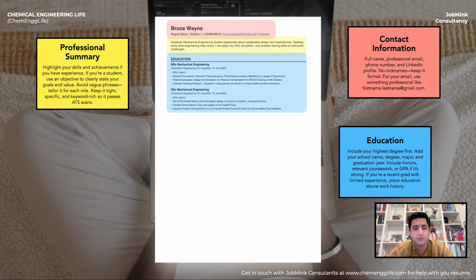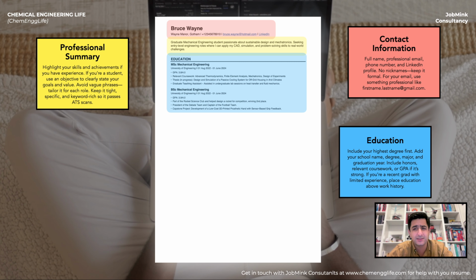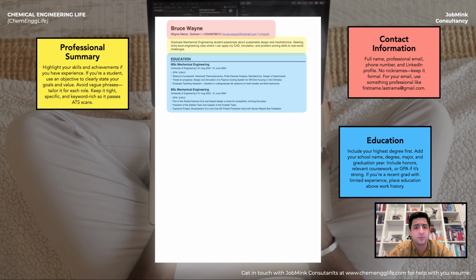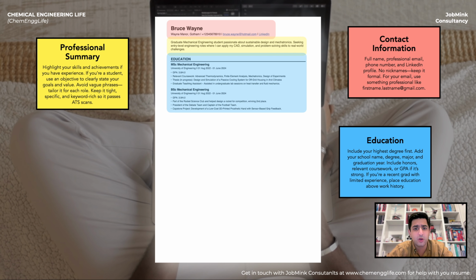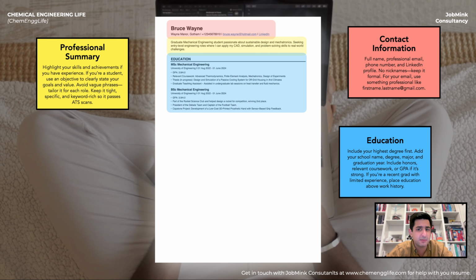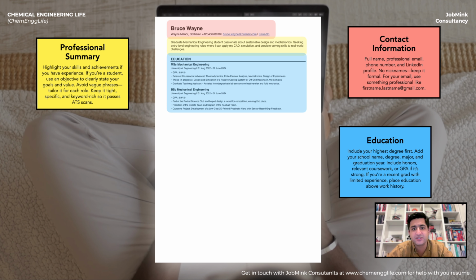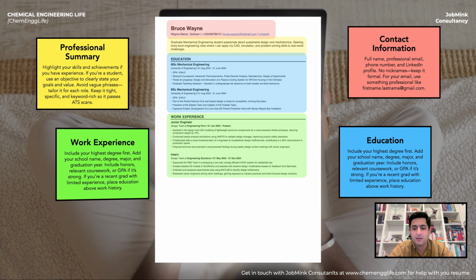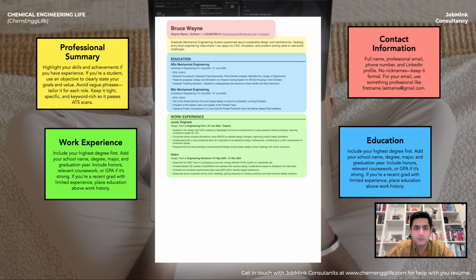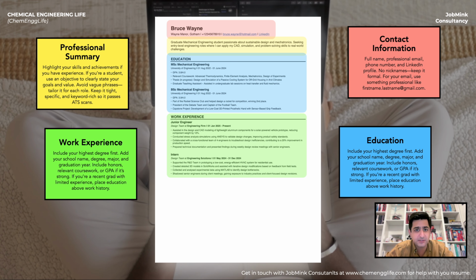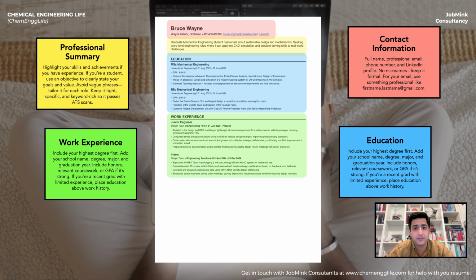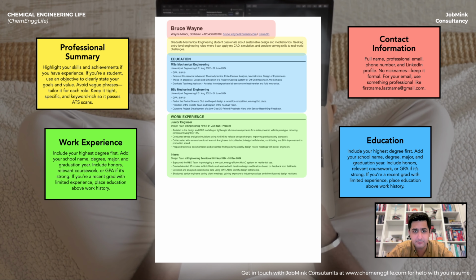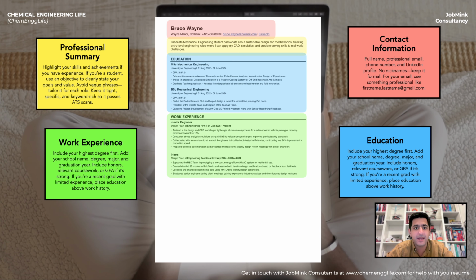Avoid writing in your high school and secondary school because they do not tend to be relevant. So always keep it to your higher degrees, minimum your bachelor's, master's, or a PhD if you have it. Then you add in your work experience, and just like your education, you start off with your latest jobs in the beginning, and then you work your way back into the past.